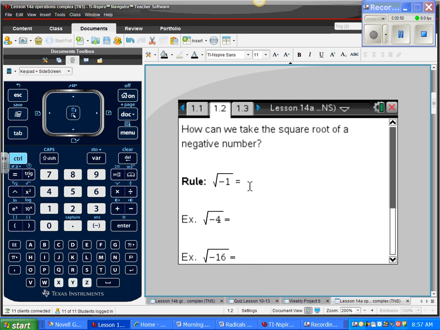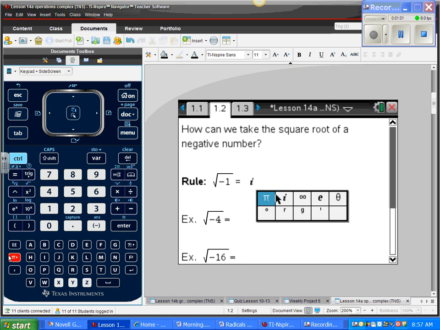Very simple. Here's your rule. Have to have it memorized. Ready? Square root of a negative 1 is i. i stands for imaginary. You're going to find your i in your pi key, down underneath your double E. See it there? You're going to use that i, not a regular i. It means imaginary, so you have to use that i. All right, so square root of negative 1 is i. You have to have it memorized, okay, guys?